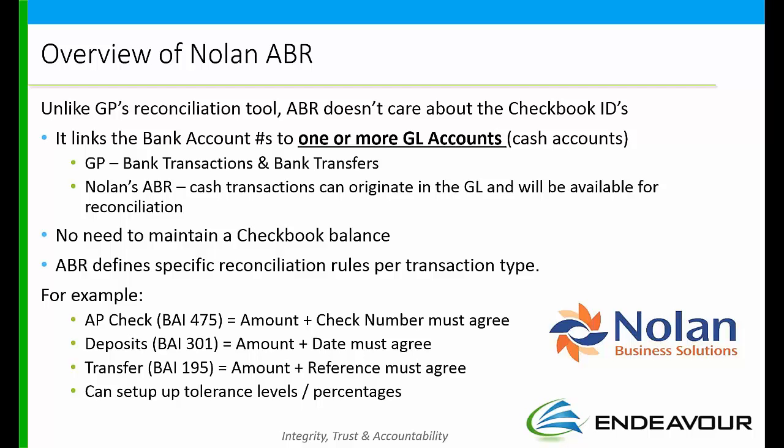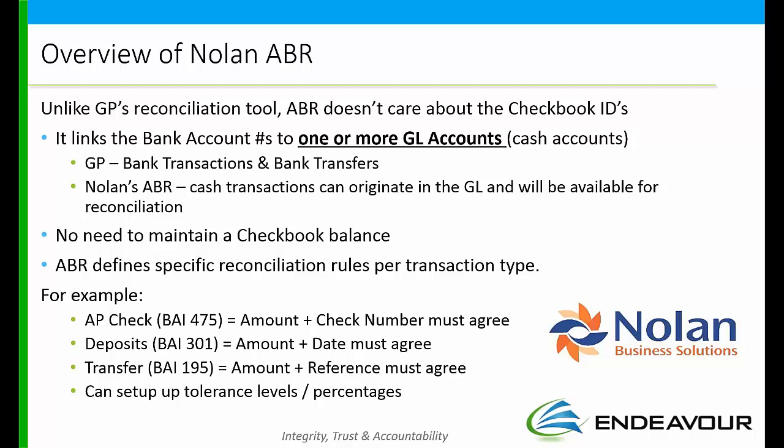What this really means is that in GP, you're limited to only using the bank transaction and the bank transfer windows in order to have those transactions available to reconcile in GP. However, if you're using Nolan, you can do any kind of transaction, and you will be able to reconcile that transaction using the ABR window because the transactions will be posted to the GL. Since we don't care about the checkbook IDs, you don't need to maintain a checkbook balance.